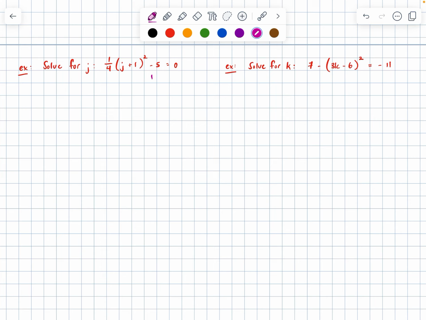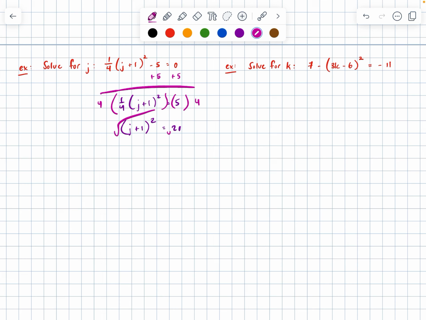Alrighty, to begin, let me start with my equation on the left by adding 5 to both sides. Here, 1/4 times the quantity j plus 1 squared is equal to 5. Again, I want to get rid of that times 1/4, which is the same as division by 4. Let me multiply both sides by 4. That reveals that j plus 1 quantity squared is equal to 20.